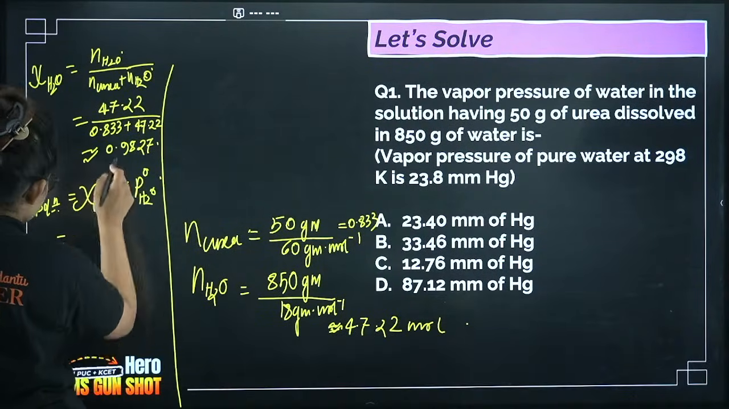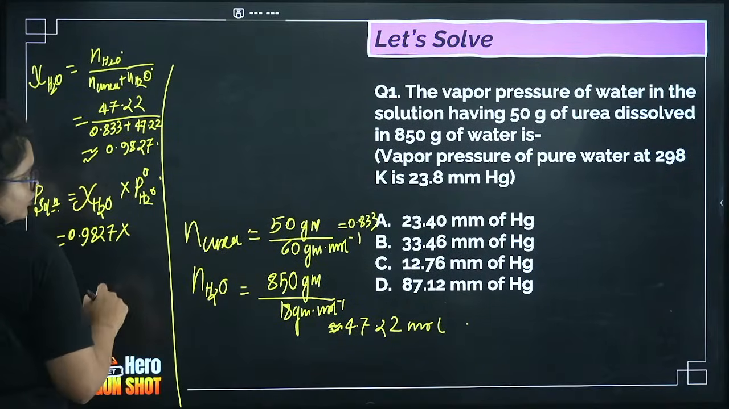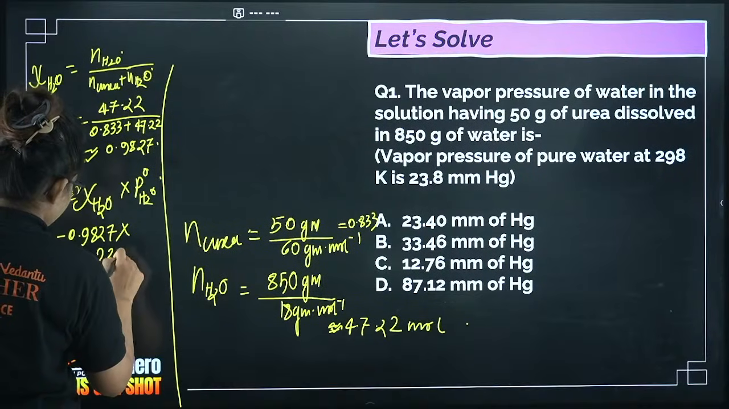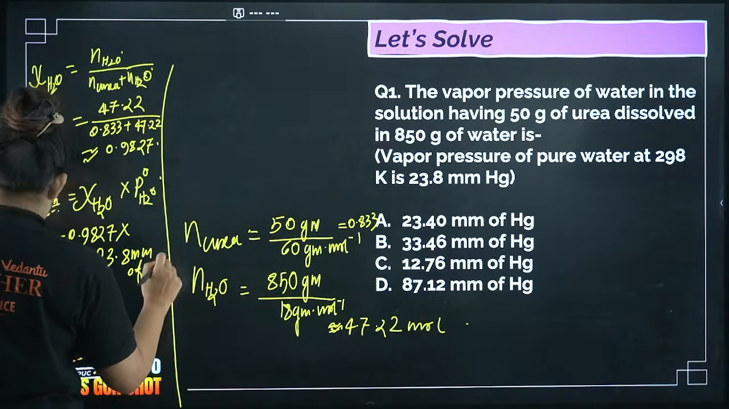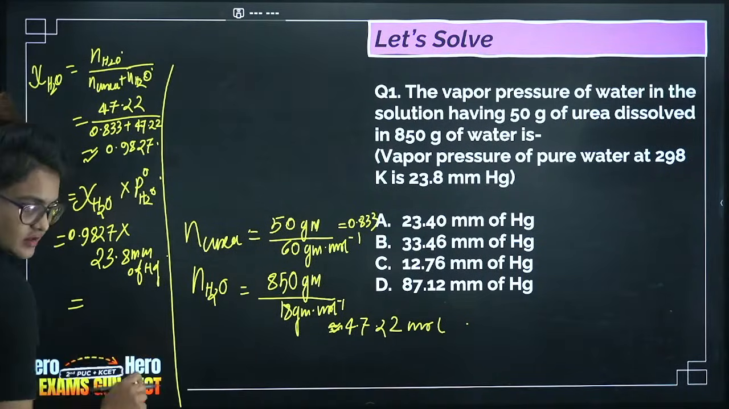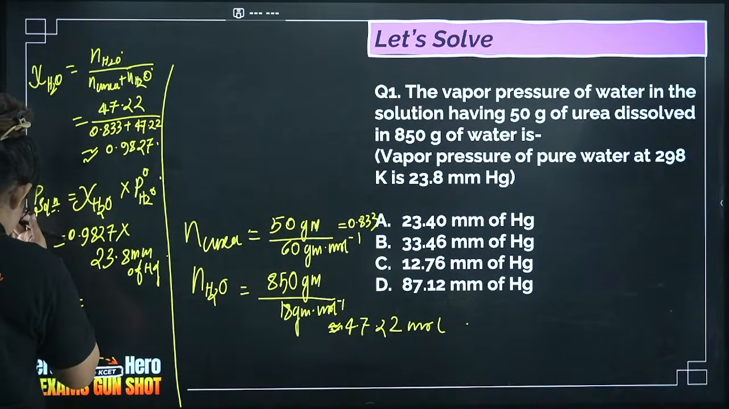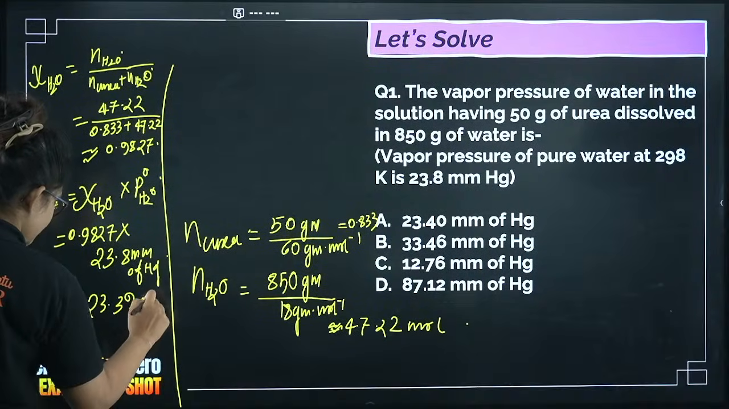From here I can put the value: 0.9827 into pressure is given, that is 23.8 mm of Hg. Okay, so if you just calculate this, your answer will come as 23.39 mm of Hg.